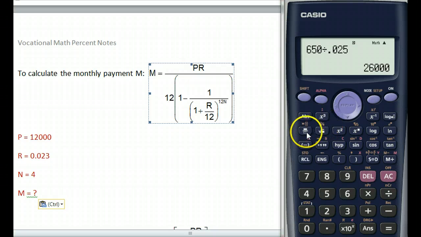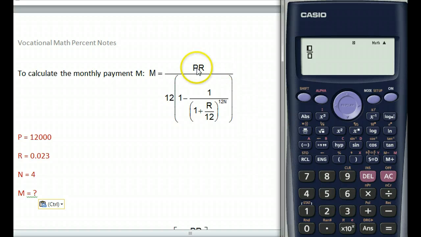If you don't have a calculator like this Casio, you want to start at the very bottom, inside the parentheses, and calculate this number, then raise it to this power, and then calculate this fraction. You work in pieces from the inside out, but we have this calculator, so we're going to make it look just like this. We're going to make a big fraction, and do P times R on the top, 12,000 times 0.023.